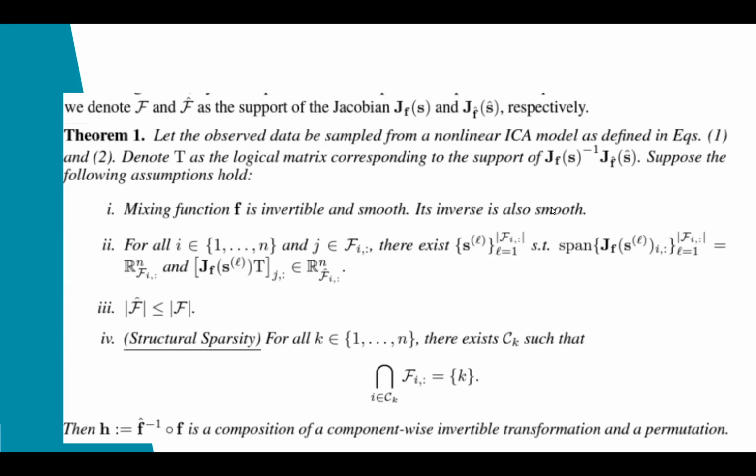I mean, F hat is the estimated function. I see. So what is the Jacobian of S? Is it the Jacobian matrix of function S, or what is S? S is the source. And F is the mixing function. F_S is the mixing function, and the Jacobian represents that. And then F hat is a permutation of the mixing. Does it mean they define P just by a function?